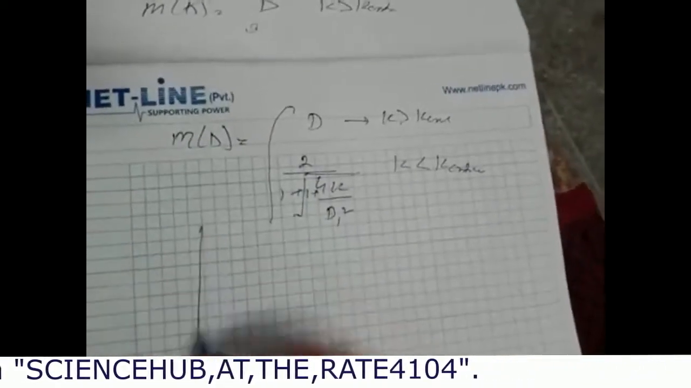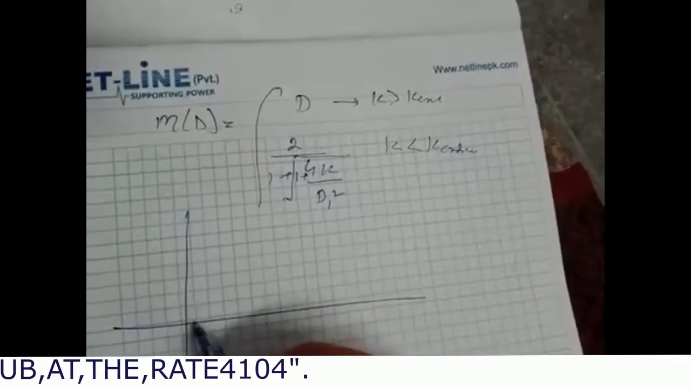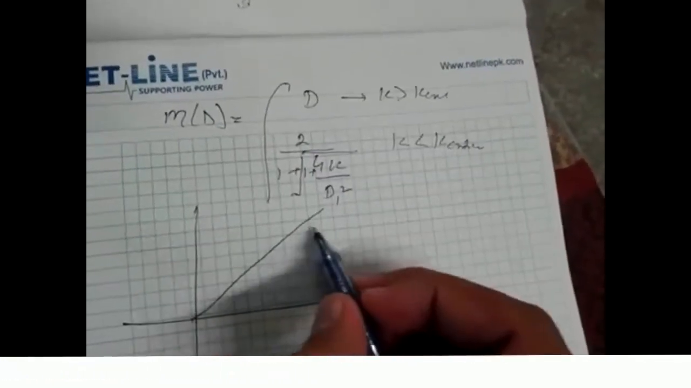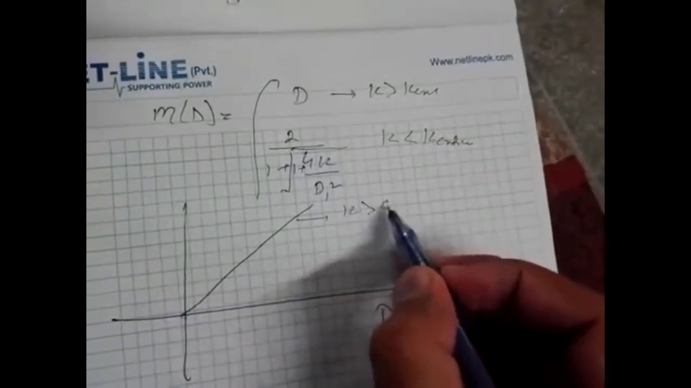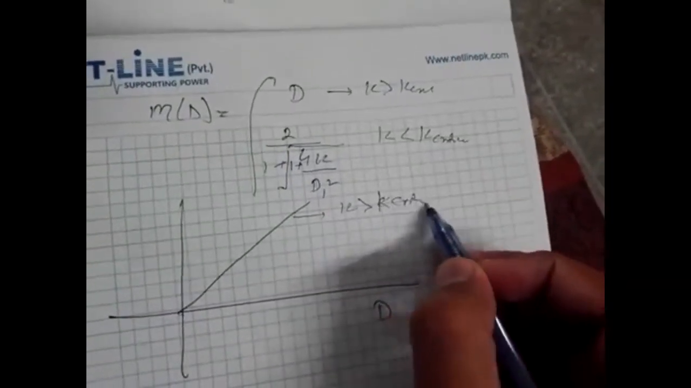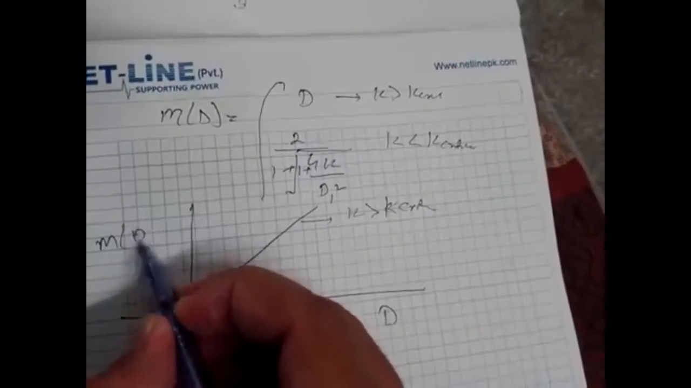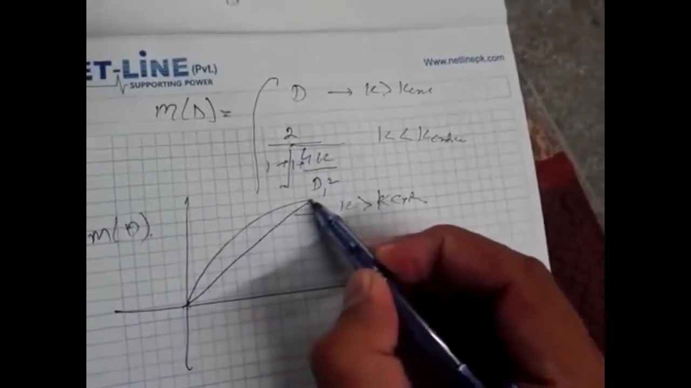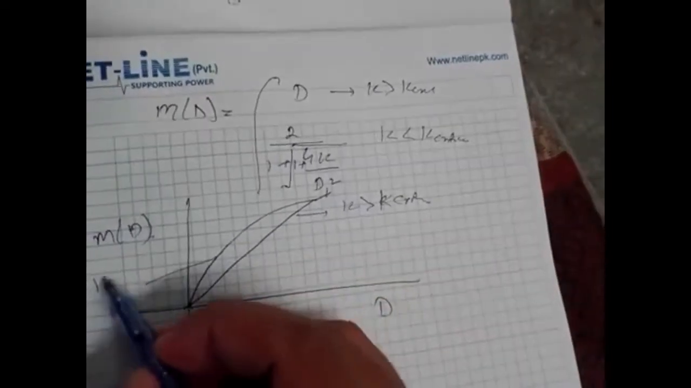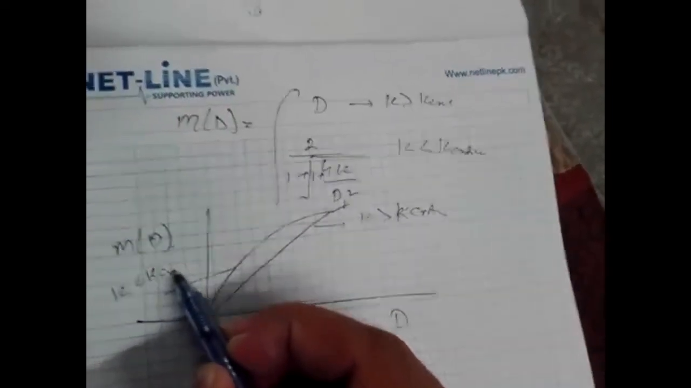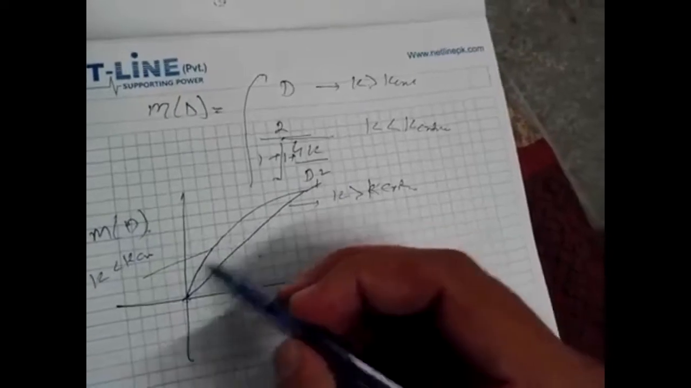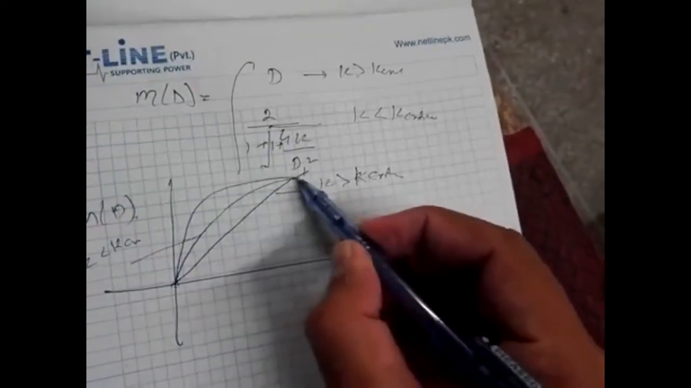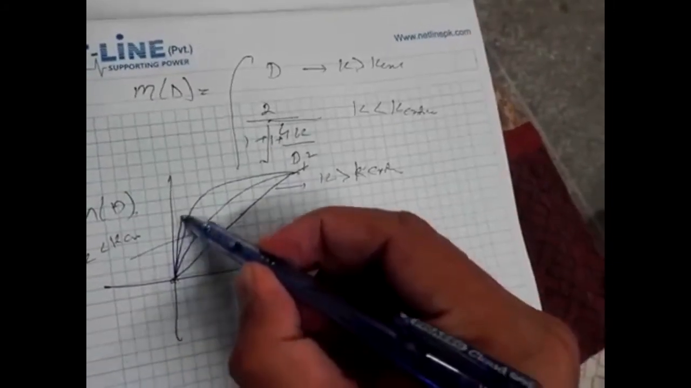So now let's draw the graph. This straight line comes for K greater than K critical, and such a curve comes for K less than K critical. And if you minimize the K further, you get this line. If you minimize the K further.